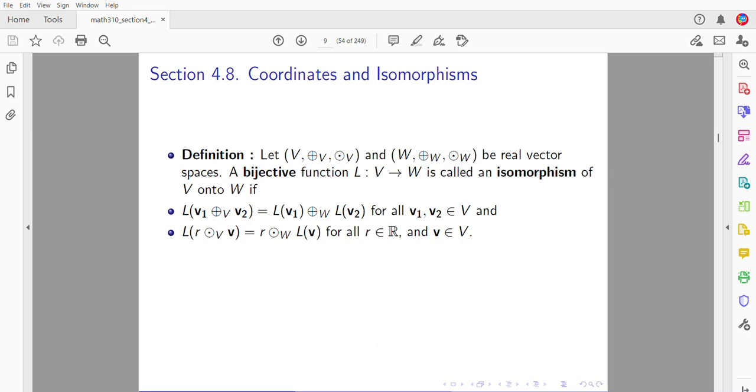Welcome back. So let's continue again with the definition of an isomorphism. Let V, ⊕_V, ⊙_V be a vector space and W, ⊕_W, ⊙_W be another vector space. So let there be two real vector spaces. A bijective function L from V to W is called an isomorphism.